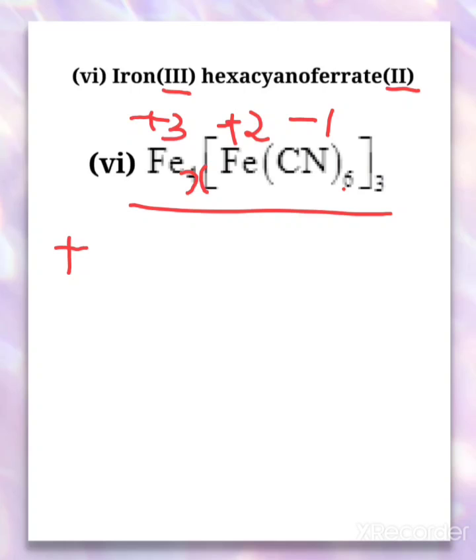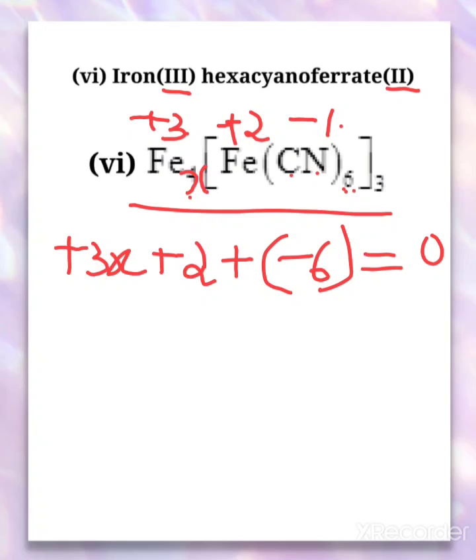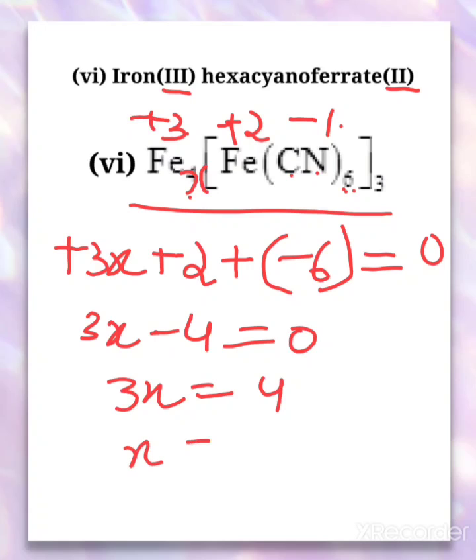Therefore we can write plus 3 into X, that is 3X, for the iron. Then plus, the central metal ion has 2 charge, therefore plus 2. Then plus, what about CN? CN has minus 1 charge for a single CN, and 6 CN are there, therefore we have to multiply 6 into minus 1, that is minus 6, and that is equal to 0. The overall charge for this is 0. When you solve this one, we will get 3X minus 4 is equal to 0. That is 3X is equal to 4. What will be the X? X is equal to 4 by 3. So here we got X is equal to 4 by 3.